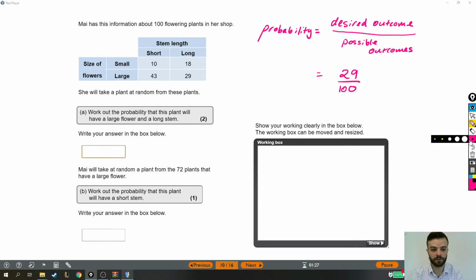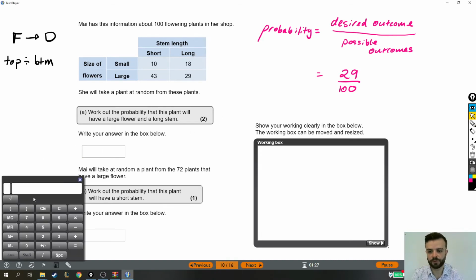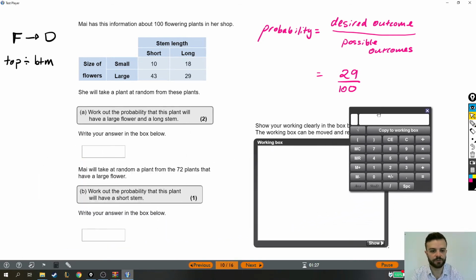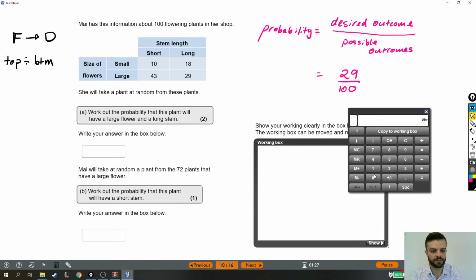Now, I've talked about this on other questions on this exam. To turn a fraction to decimal, we're going to need this later as well, so I'll write it out. To go from a fraction to a decimal, you take the top of your fraction and divide by the bottom of your fraction. Now, we are on the calculator section, so we can just do 29 divided by 100 equals 0.29. So these are equivalent, 29 out of 100 or 0.29.